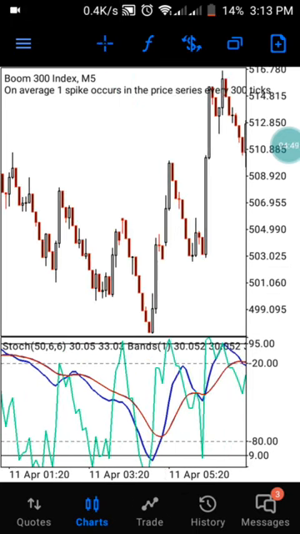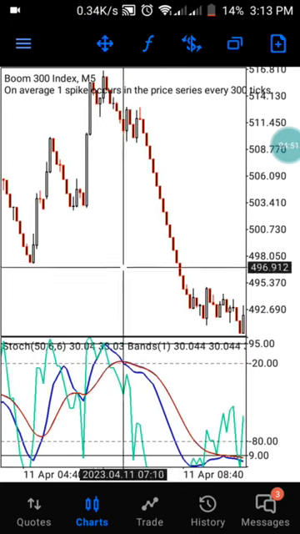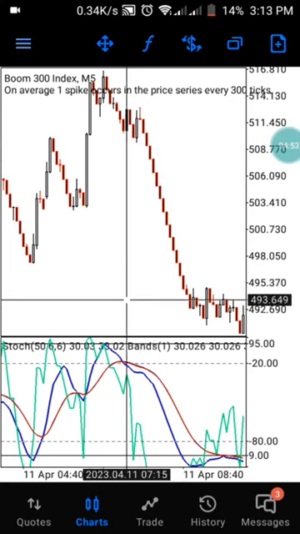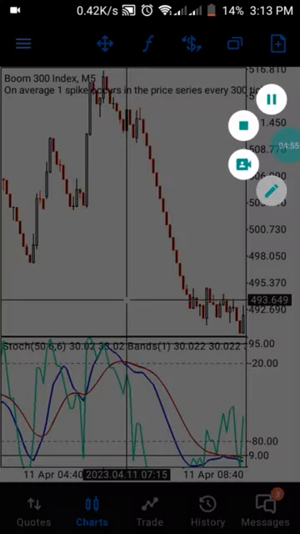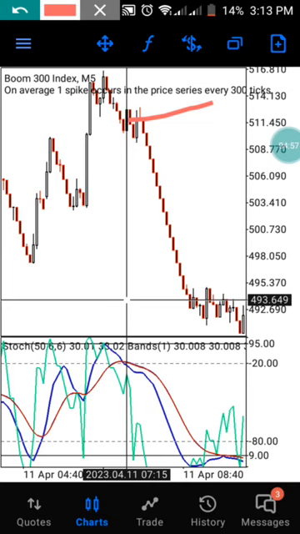You see, that is exactly the same thing that happened here at this period. When they cross each other, you begin to enter your market at this level. Your stop loss will be here, and you keep on taking your profit. Anytime you have your green line crossing above 80, which is this level, you can take your profit.